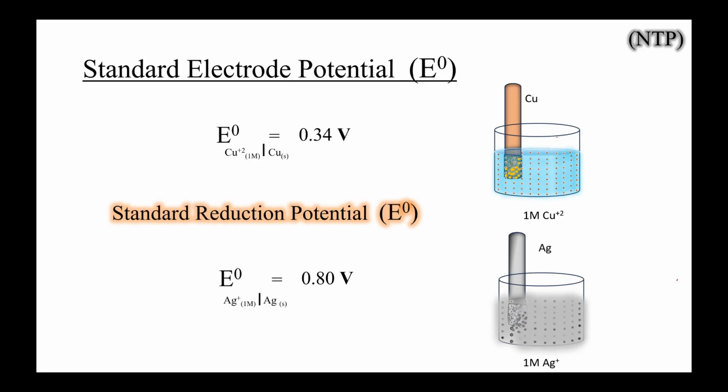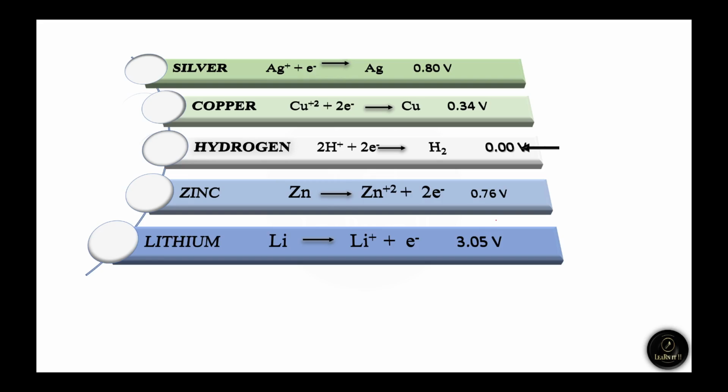So until now we discussed two types of standard electrode potential. The first one is standard oxidation potential. The second one is standard reduction potential. So let us arrange them. So here hydrogen is at the middle, because it has a standard reduction potential or standard oxidation potential whose value is 0. Copper, whose standard reduction potential value is 0.34 volt, is above the hydrogen, but it is below the silver because silver has the value 0.80 volt.